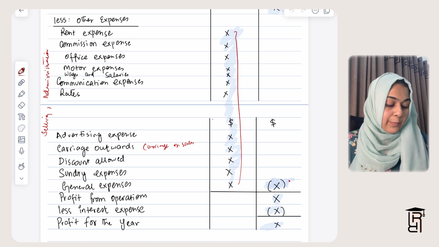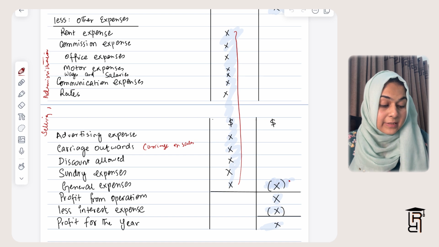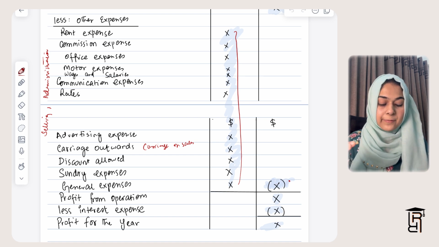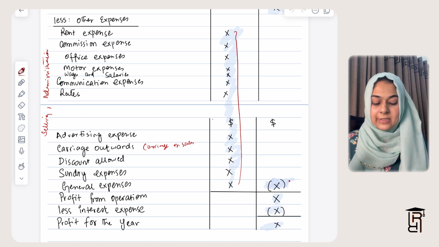And then profit from operations, obviously I will get by subtracting the total expenses from this value. And then when I have got the profit from operations, I can directly subtract interest expense in the second column, because it's just one expense, and then I will calculate profit for the year.